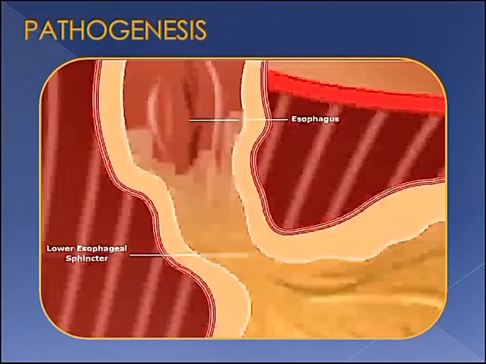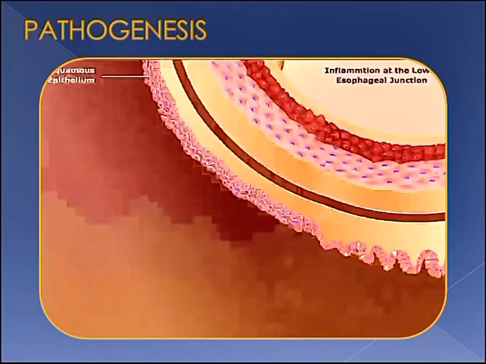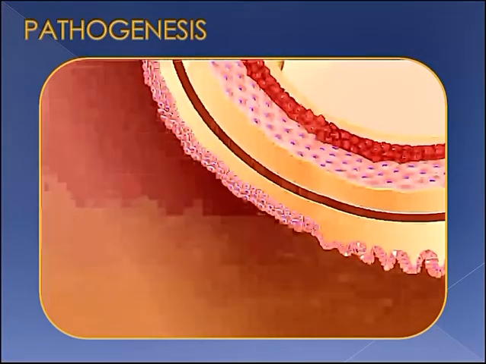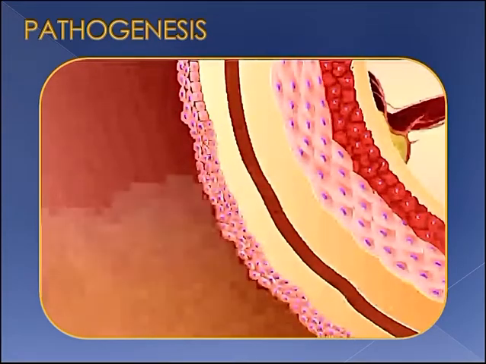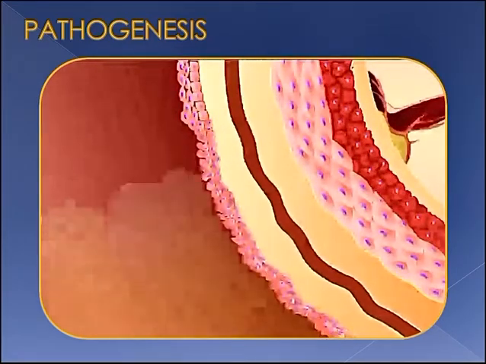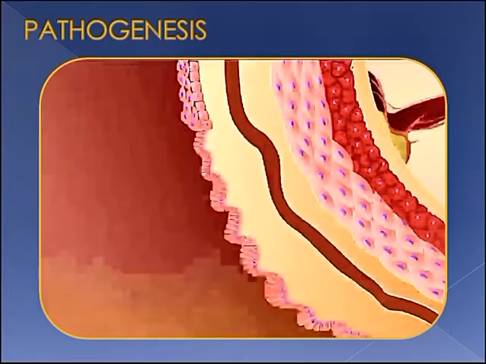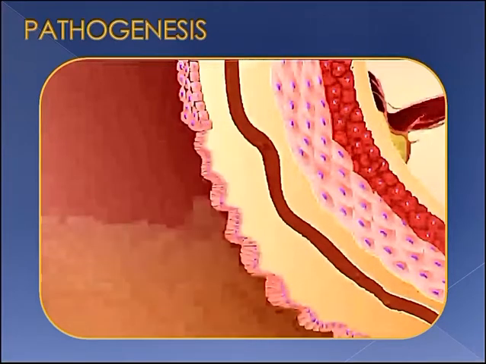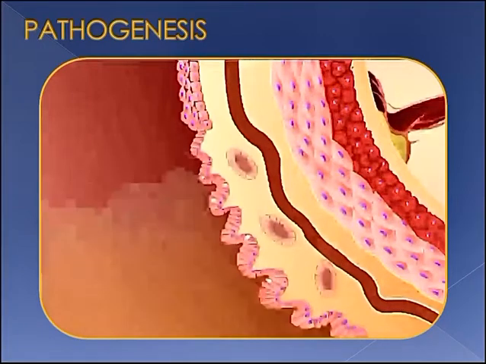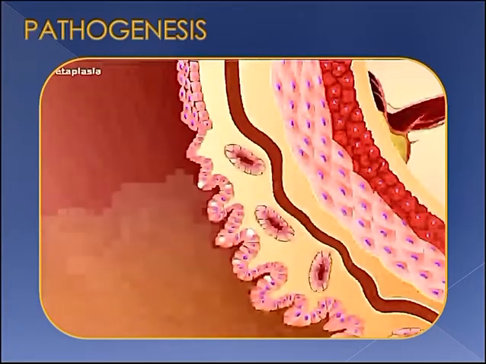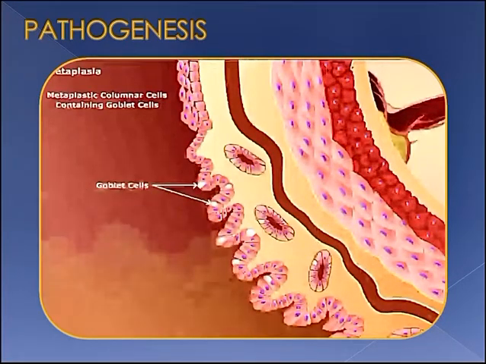Let's take a closer look at the lower esophageal sphincter. Note the continuous flow of gastric acid refluxing back into the esophagus. This will affect the normal squamous epithelium present in the esophagus, erode the normal mucosa and promote infiltration with inflammatory cells. Then the normal squamous epithelium is replaced with metaplastic columnar epithelium containing goblet cells, which is more resistant than squamous epithelium, and this condition is called Barrett's esophagus.